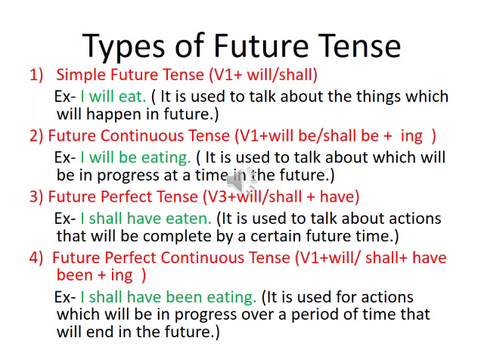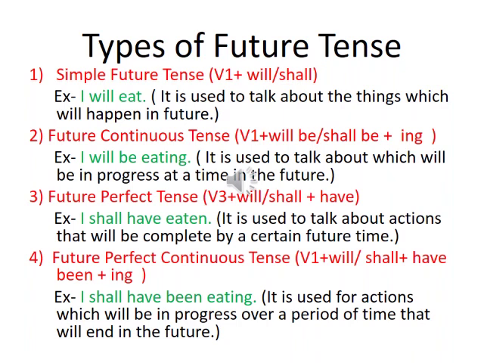Next type is future continuous tense, in which we are using the first form of verb plus will be or shall be plus ing. For example, I will be eating. In this sentence, I am telling about the action which will be in progress at a time in the future.